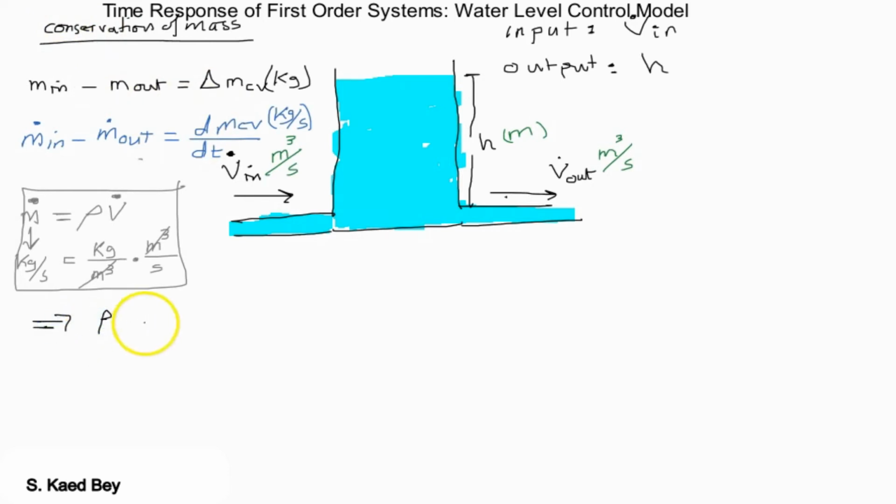the density, assuming this is water, so that will be the density of water, minus the density of water leaving, multiplied by the volumetric flow rate, equals the density times the volume change rate. And since the density is the same, we can divide by the density.